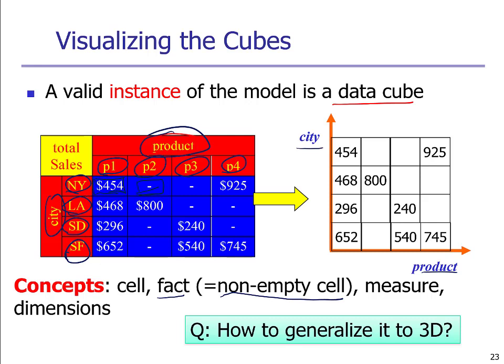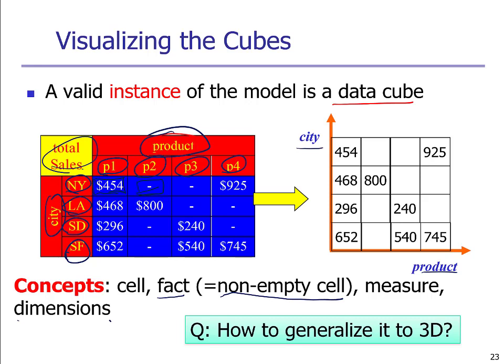So we have sales as the fact. The measure is the total sales. Dimensions are the product and city, right? So that is a simple example. I guess every one of you can easily understand it, but I want to say a little bit more about this.